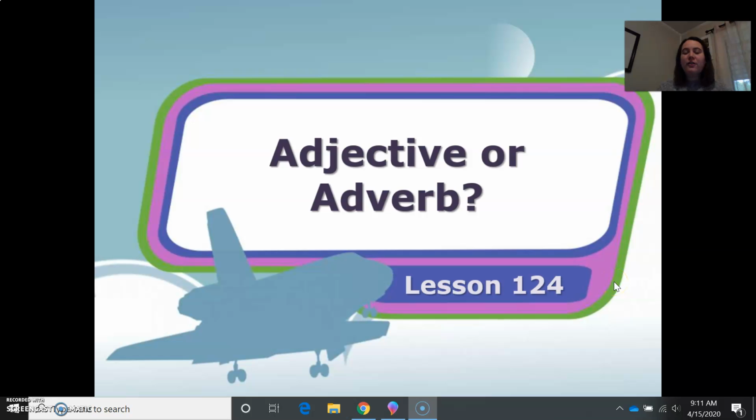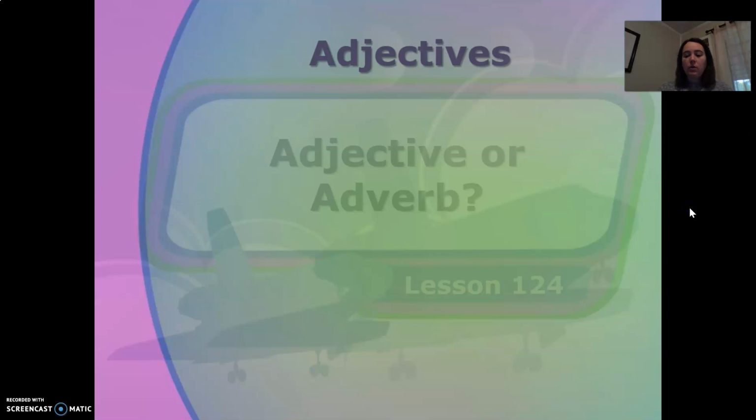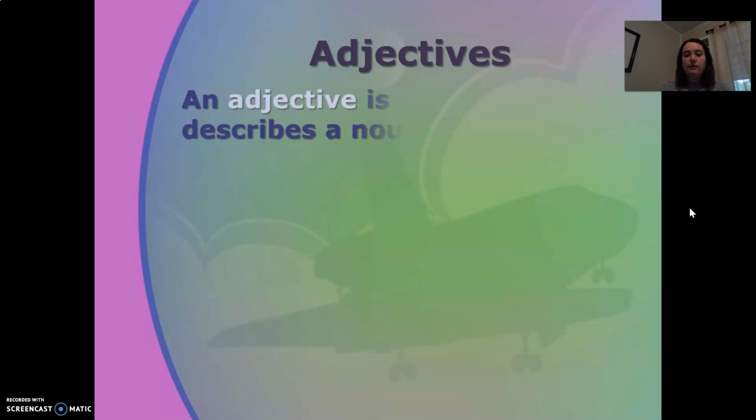Hey everyone! For English today, we're going to be looking at adjectives and adverbs. This is pretty much reviewing what we've been working on so far this week, but you're going to be looking at adjectives and adverbs that are in the same sentence and needing to distinguish which one is which. So to start off with, we need to know what is the difference between an adjective and an adverb.